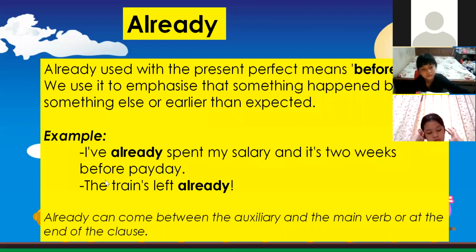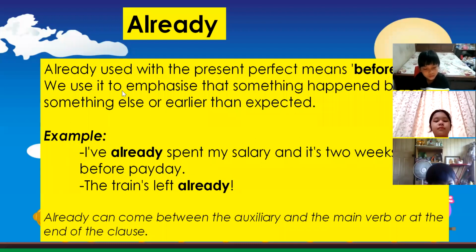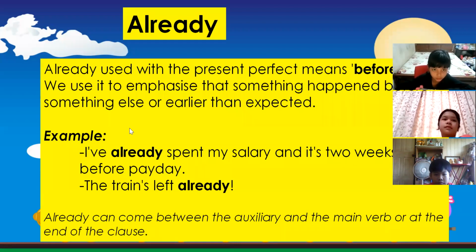Always remember, look at the placing of our already. Already can come between your auxiliary and the main verb or at the end of the clause. Always remember to put the word already between your auxiliary verb to have and your main verb, and it is also possible to put it at the end of the sentence. And always remember, kids, that if you are using the word already, your main verb should be in past participle. Already means before now. It is used to emphasize that something happened before something else, earlier than expected.